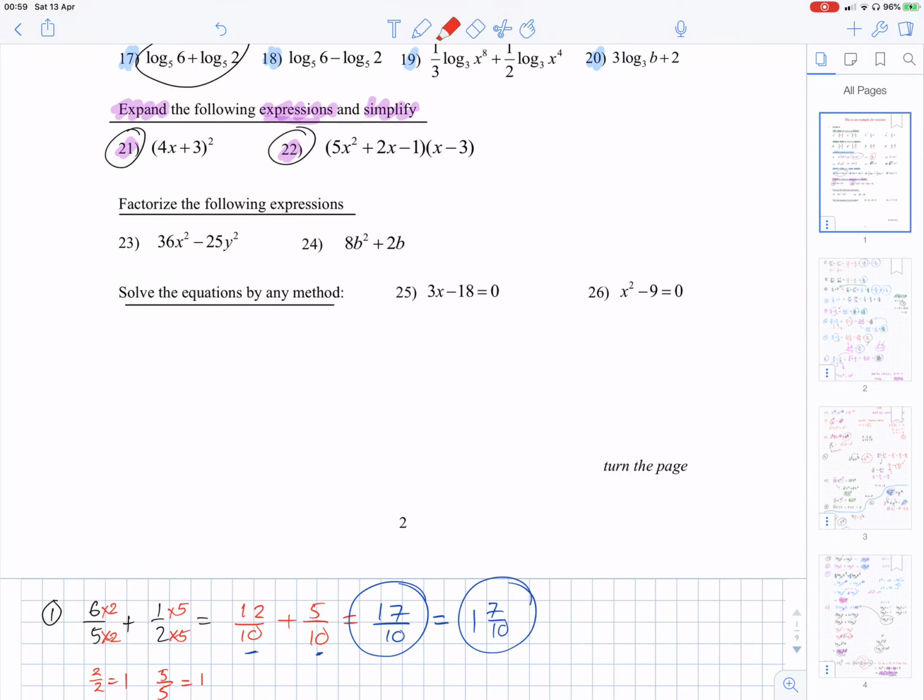Okay, so in the last video, I looked at expanding expressions and then simplifying them. In this video, I'm going to look at factorizing expressions. So 23 and 24. Let's start with 23, which is 36x squared minus 25y squared.